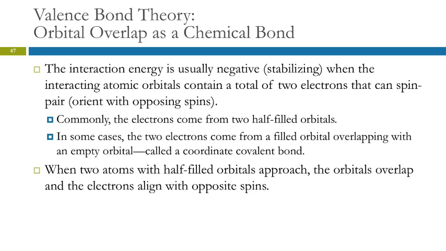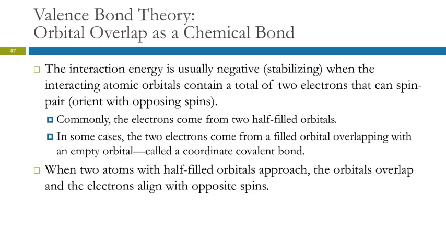So we've got 2 orbitals, and we need 2 electrons. Usually the electrons are going to come in 2 half-filled orbitals. Each atom is going to stick out 1 half-filled orbital. Those 2 orbitals are going to overlap, and in that overlap we've got the 2 electrons that spin pair, and that causes more stability, causes the energy to decrease. It's possible for the 2 electrons to come from one atom and the other atom to just contribute an empty orbital. That's called a coordinate covalent bond, and we see those occasionally, but not very much in Chem 1A.